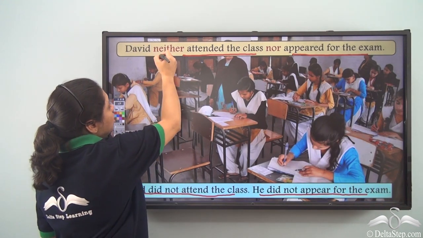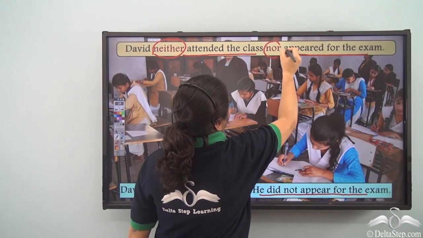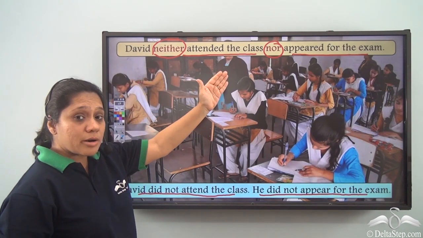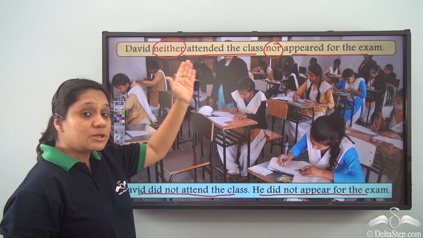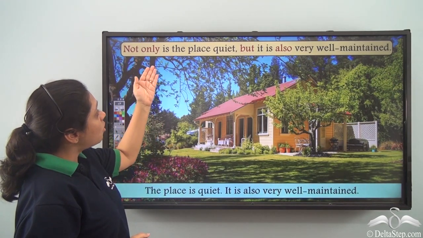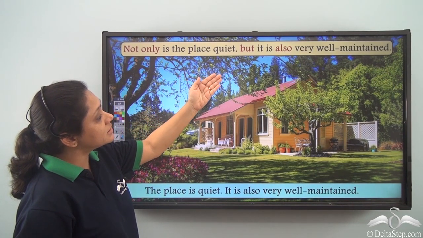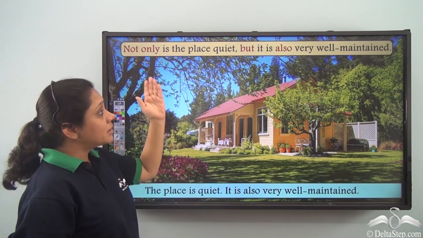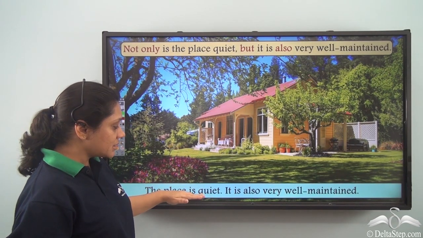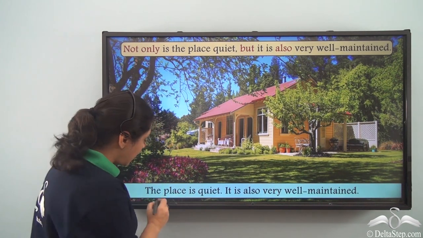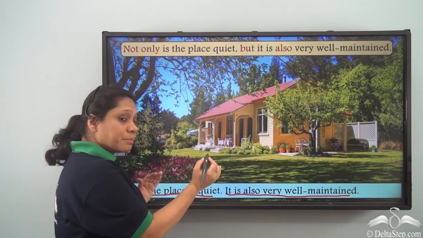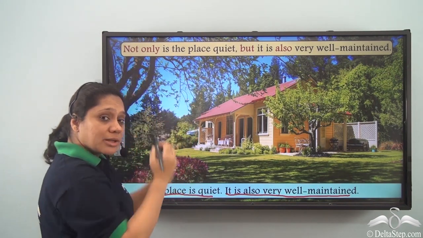So we have used neither nor. Now neither nor is used in different places in the same sentence. So neither nor is a pair which is used in different places. So we can say this is a correlative conjunction. Not only is the place quiet, but it is also very well maintained. This sentence is made up of two clauses. What are they? The place is quiet. It is also very well maintained. Now both these clauses are independent clauses. And both of them are equally important for this sentence.